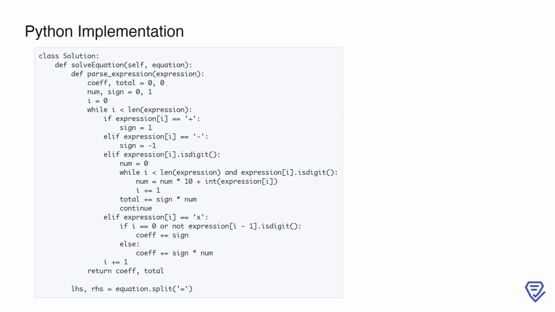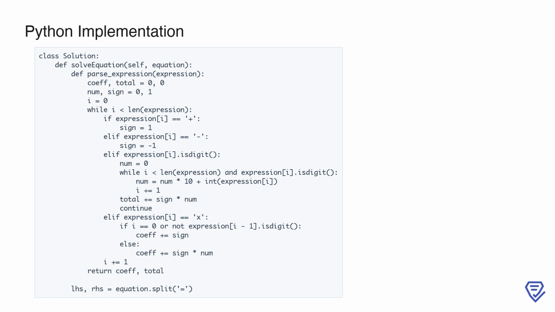Here, we start by defining the solve equation function within the solution class. To help parse the equation, we implement a nested helper function called parse_expression. This function takes a mathematical expression as input and processes it to separate the coefficient of x from the constant values. We initialize variables coef and total to 0 for tracking the coefficient of x and the sum of constants, respectively. A sign variable is used to track whether the current number is positive or negative, and a number variable temporarily stores digits as we parse through the string.